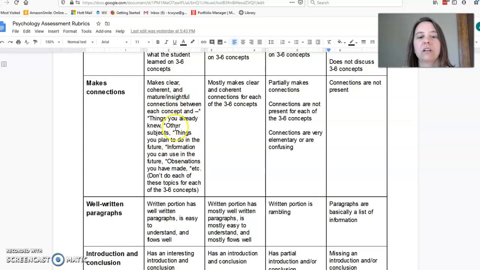And you don't do all of these things for each of the 3 to 6 concepts, because that gets to be a lot. So you don't have to do all of these. It's not a checklist. Just make sure that you are involving some connections with your concept. So mostly, partially, or not present.